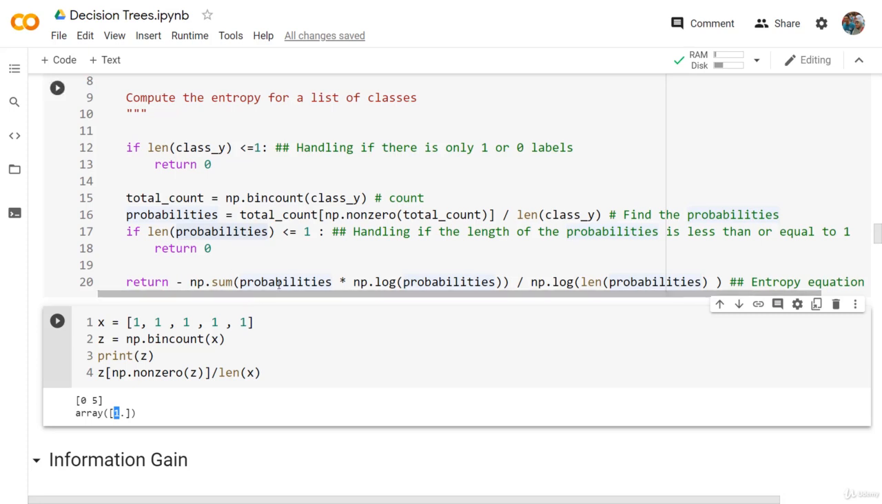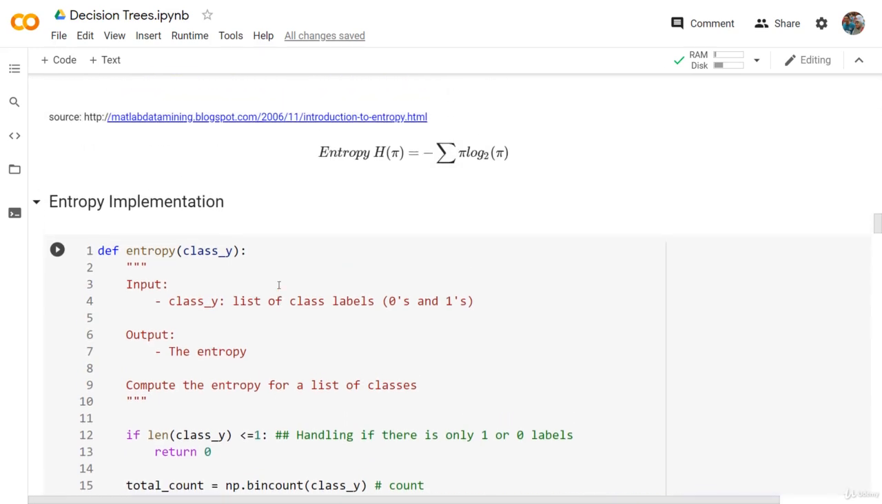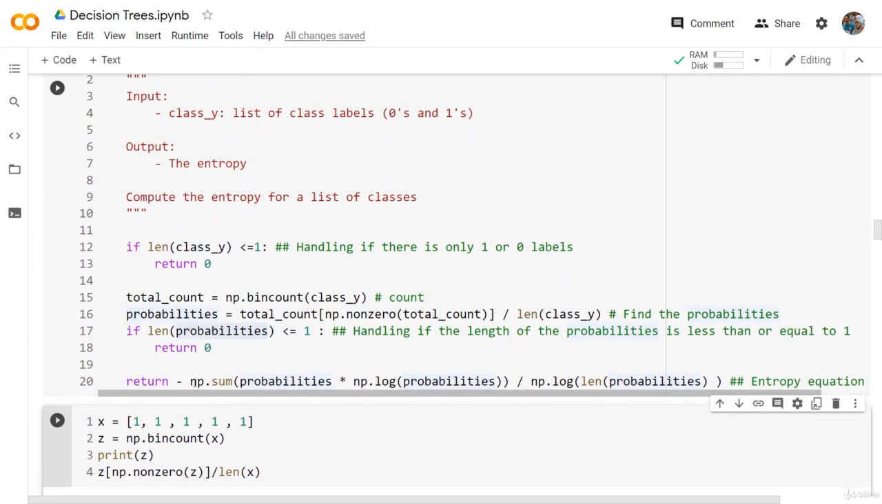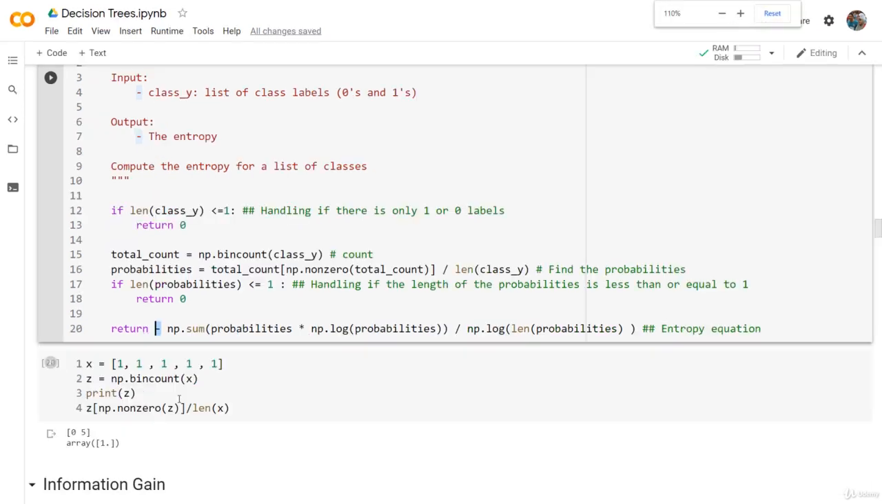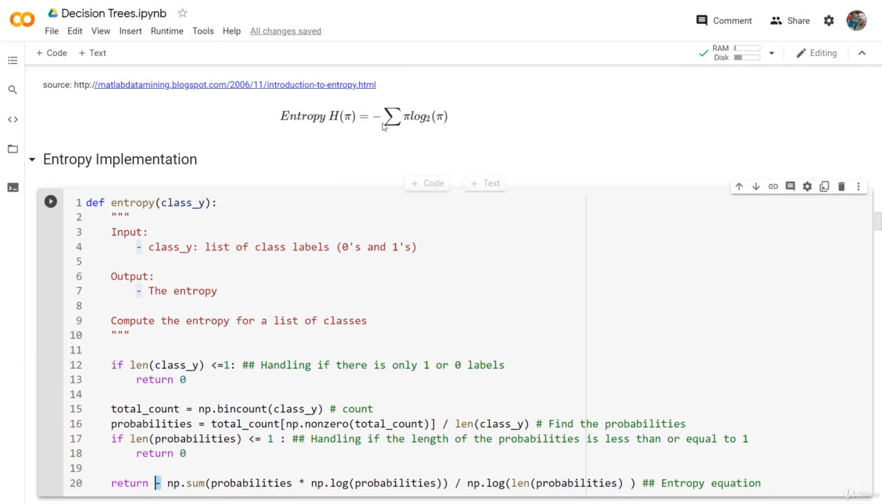Otherwise, we are going to return the equation for the entropy, right? So this is the equation for the entropy. As you can see, we have a negative, and then we have a summation. So we are going to use nb.sum, and for this summation, we are multiplying the probability times the log of the probability. So nb.log of the probabilities.